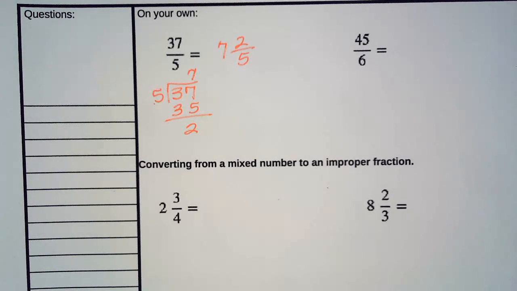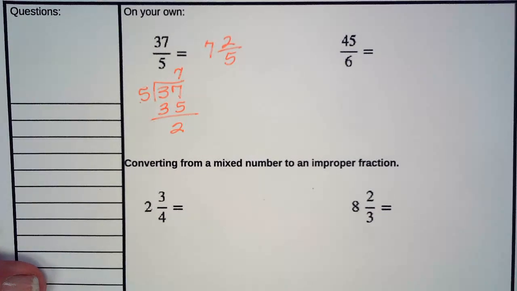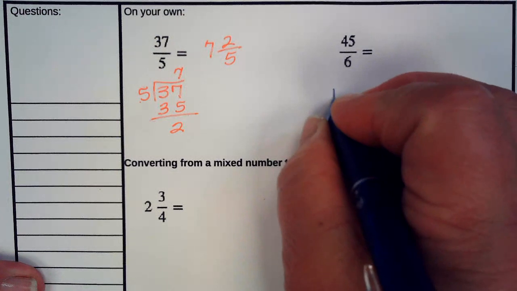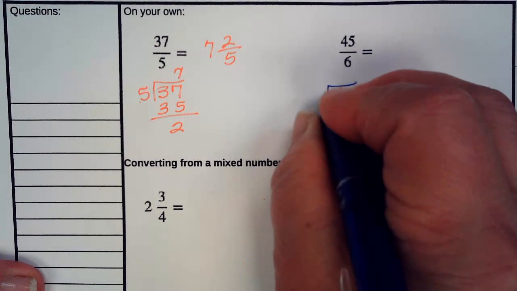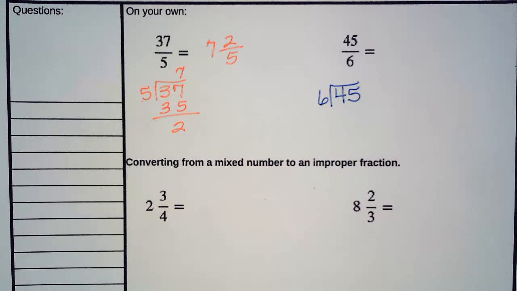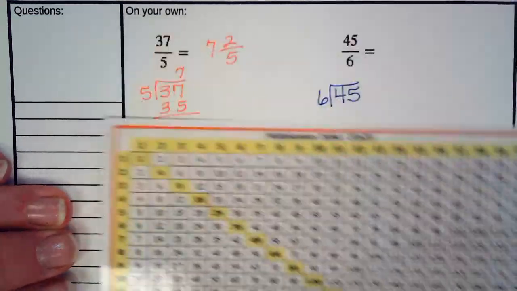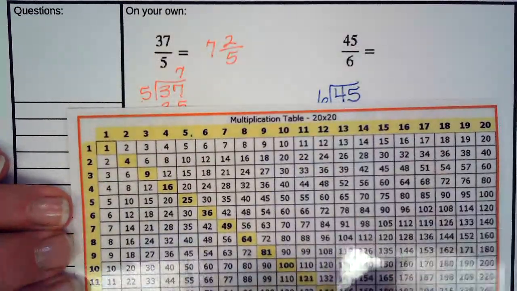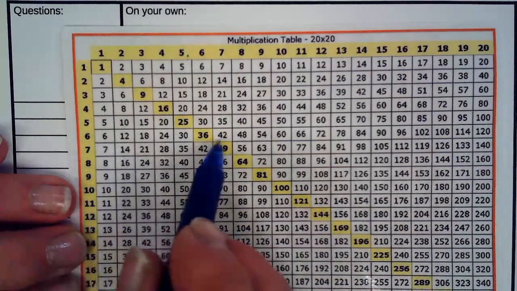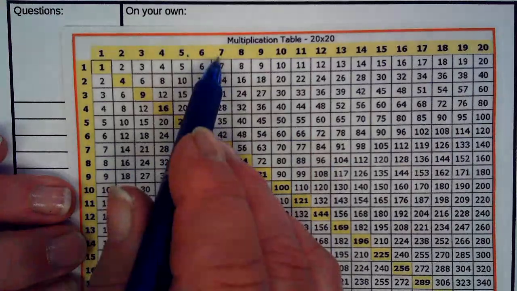If you weren't able to do that one, see if you can do the next one on your own. Pause the video and set it up. I hope you tried. 45 divided by 6. Once again, if you struggle with your multiplication tables, use the table that you're given. I'm looking at 45, so I'm going to come across 6. Here's 42. 42 is 7.